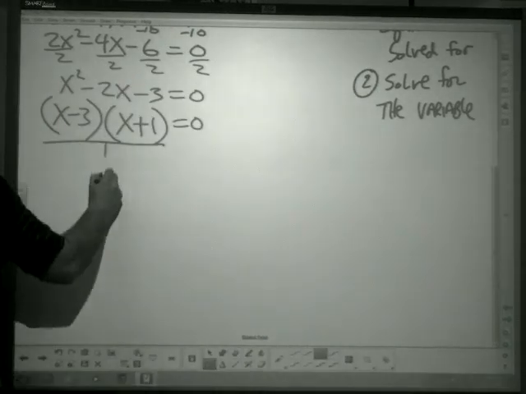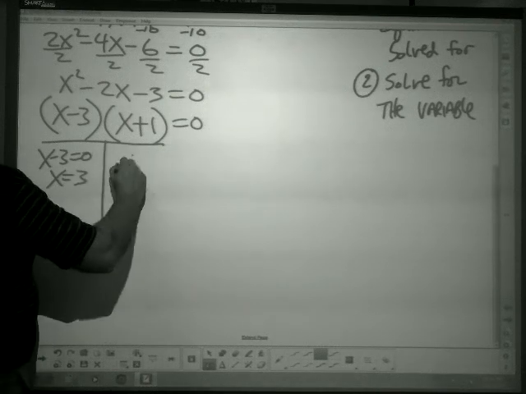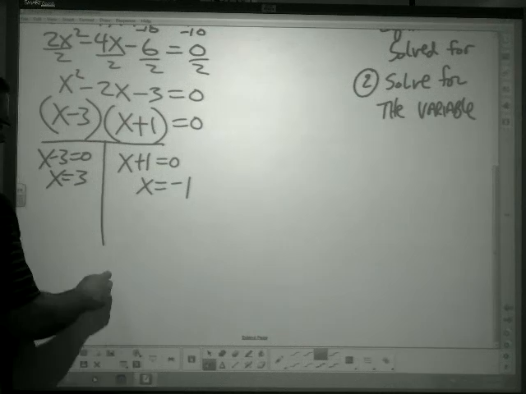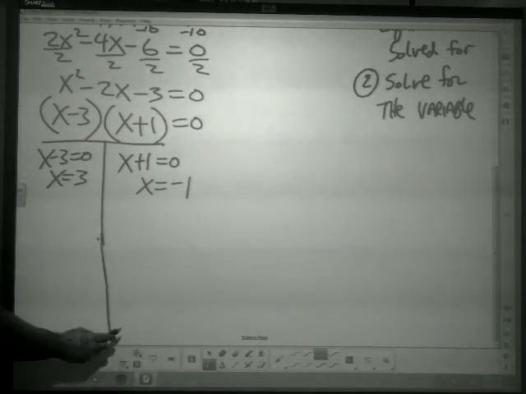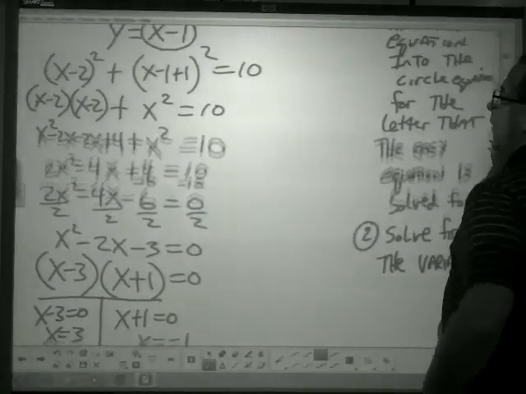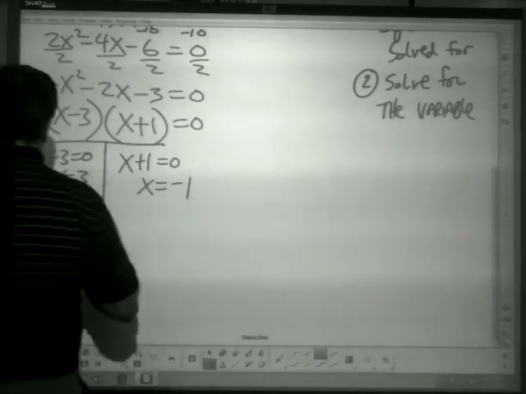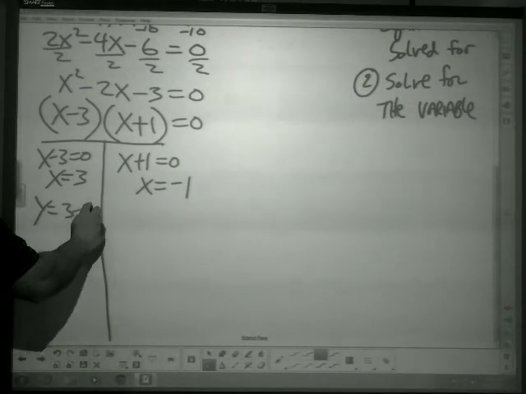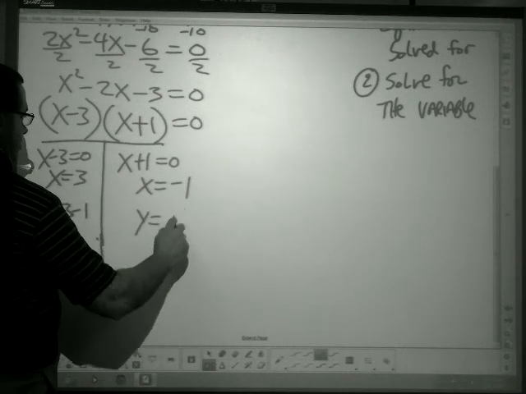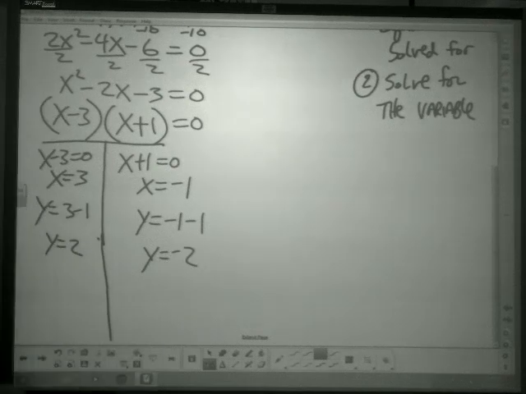Make your T. x minus 3 is 0, x equals 3. x plus 1 is 0, x equals negative 1. Now again, just like before, plug this back in. You could plug it into the easy or the hard one. I would rather plug it into y equals x minus 1. So y equals 3 minus 1, y equals 2. y equals negative 1 minus 1, y equals negative 2.